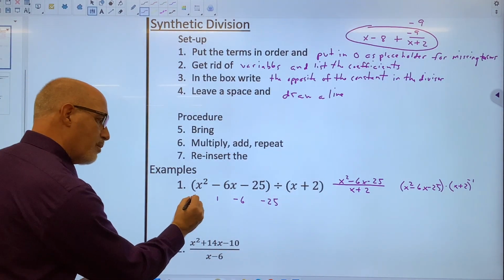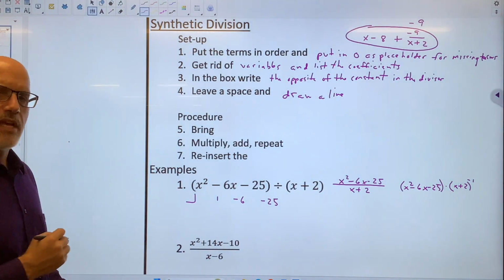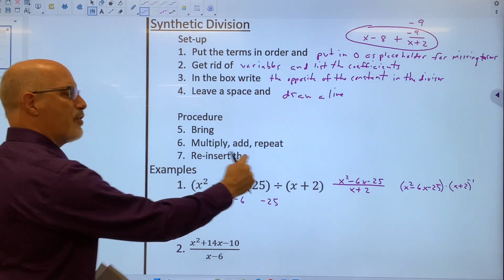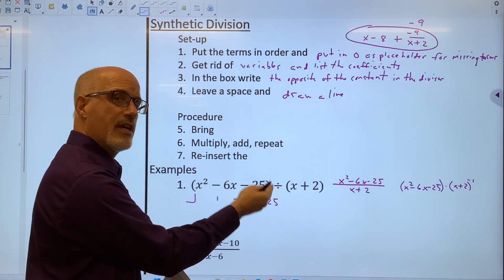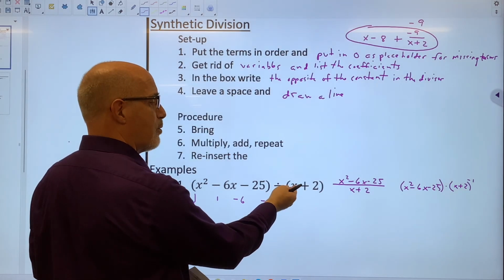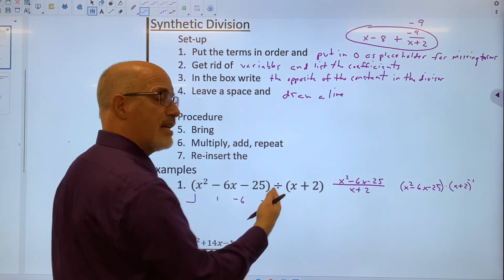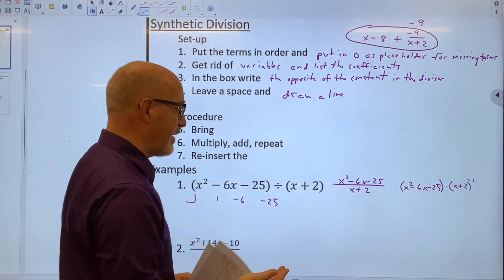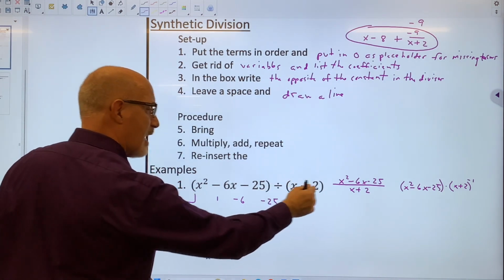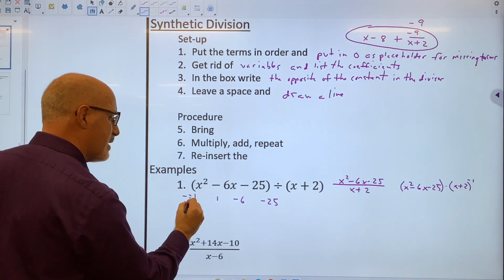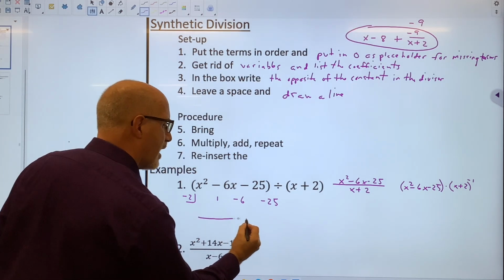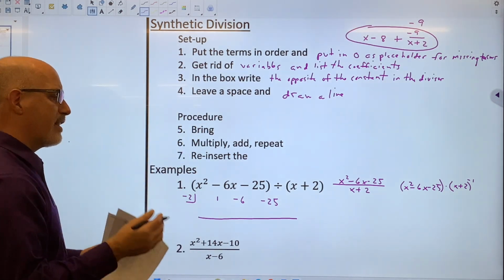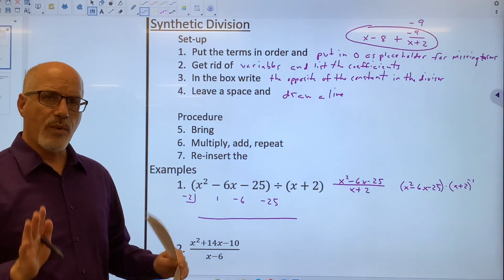Now I'm going to draw a little box over here. It's like a backwards L. And in that, I'm going to put the opposite of the number here. In essence, it's the root of this binomial, because if you put a negative 2 into this, it would give you a 0 for that factor. So if I take the opposite, I'll put a negative 2 in this box, leave a line blank, and draw a line. Now, that's our setup. We've got it all ready to go.